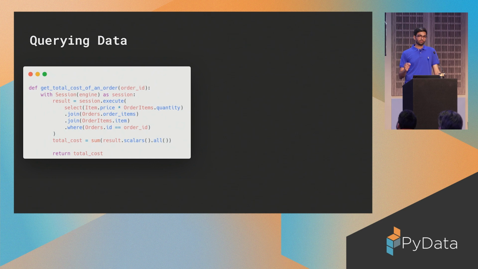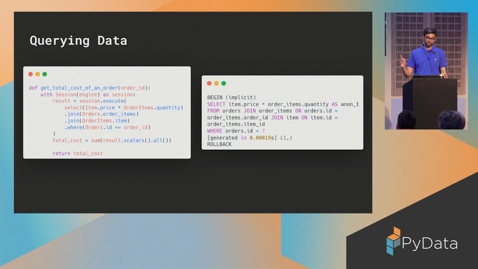This is an example of a little bit more complex query. This gets the total cost of an order, and instead of just select(Customer), you have select item.price times order_items.quantity, and then you have .join attributes for the orders and the order items tables, and finally a .where attribute to know which order ID we want to get the total cost for. And then I'm summing it up with Python's sum to get the total.